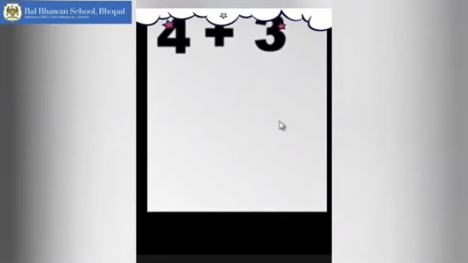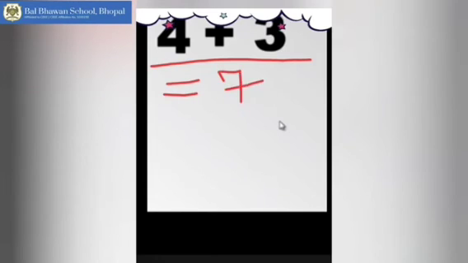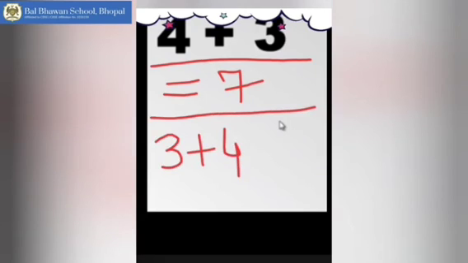Let us understand the property of subtraction more clearly with this example. In this addition sentence, you see 4 plus 3 is given. Hence, the answer, or the sum, will be 7. If we change the order of the numbers as 3 plus 4, we will get 7 again. So this is the commutative property of addition.